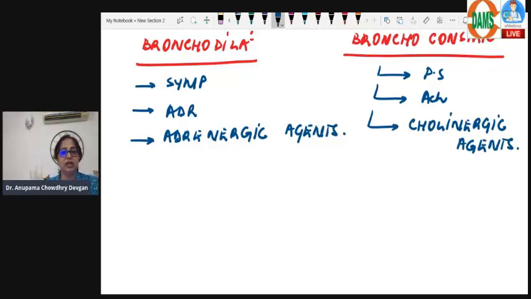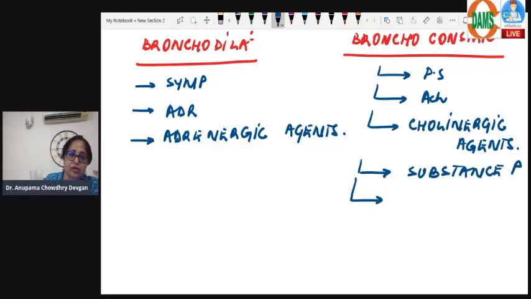Cholinergic agents cause bronchodilation and bronchoconstriction. Now, another one which causes a bronchoconstriction is substance P. Substance P is an inflammatory chemical. It causes a bronchoconstriction. Then adenosine. Adenosine will also produce a bronchoconstriction.